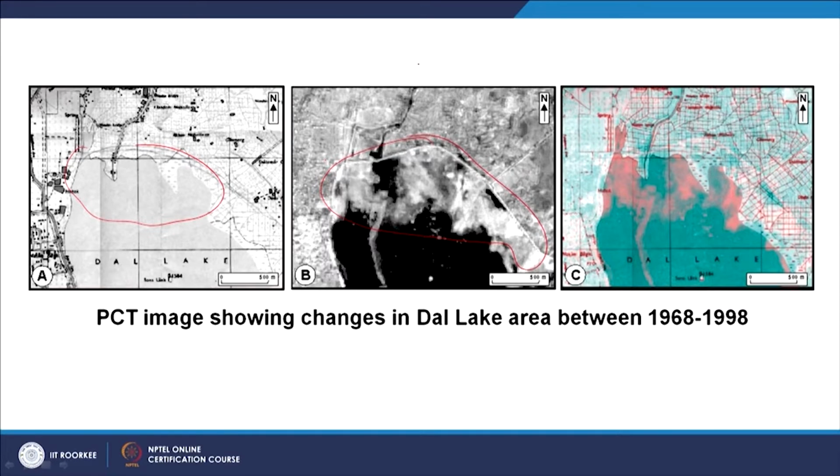This is the infrared channel, and the infrared channel shows a high reflectance value for green vegetation. When we bring in the PCT, we can clearly demarcate which areas have been encroached, or which areas have been blocked because of the growth of vegetation. And therefore, of course, the shape of Dal Lake has also changed in those 30 years.